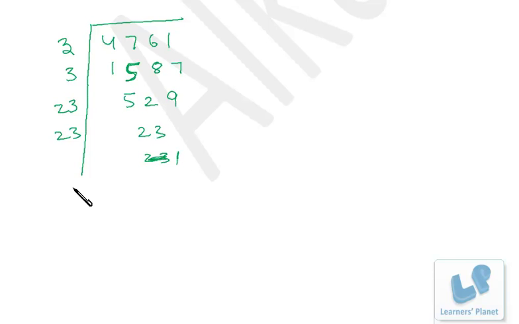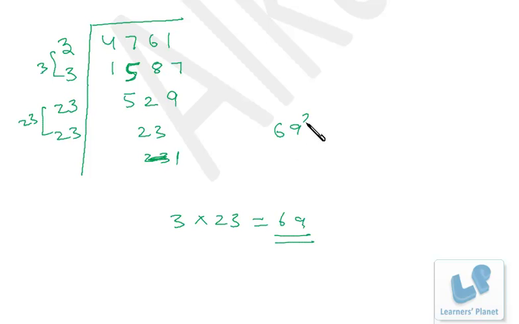I'm sorry, this is 1. Okay, so this is a perfect square number because we are not left with any number extra. Out of this pair we take one number, out of this pair we take one number. So 3 into 23, that is 69. That means the square root of 4761 is 69, or we can say 69 squared is 4761. I hope you are clear now.